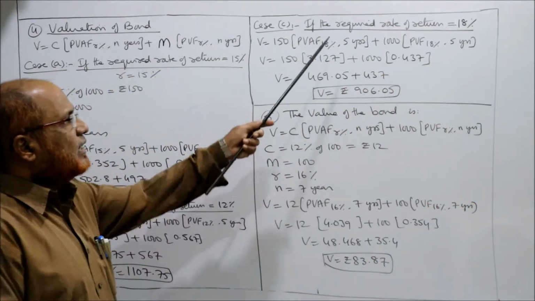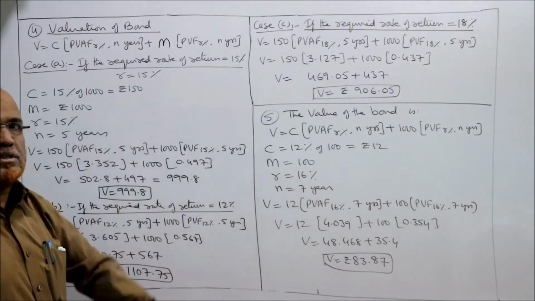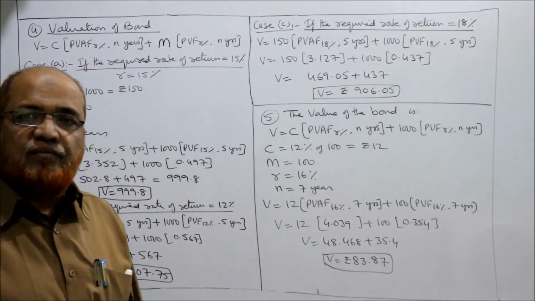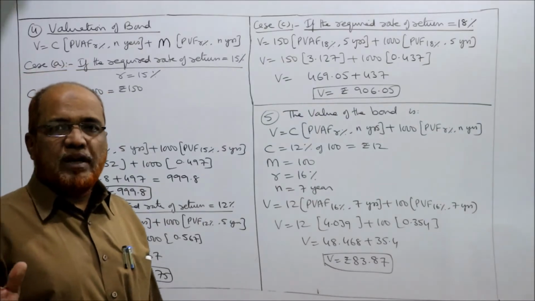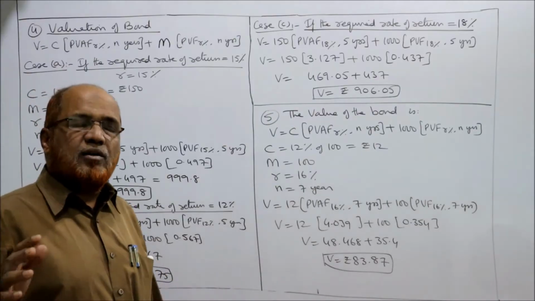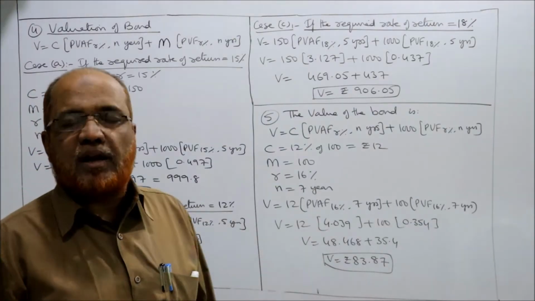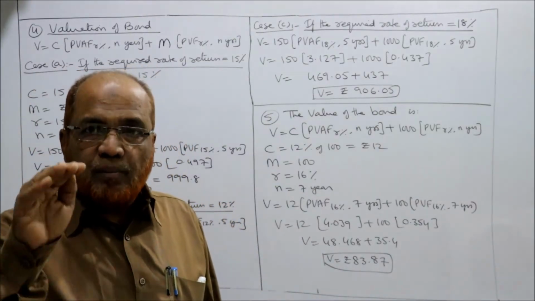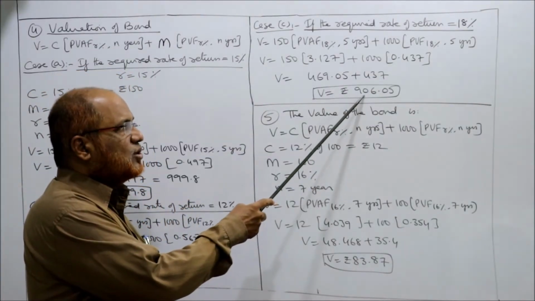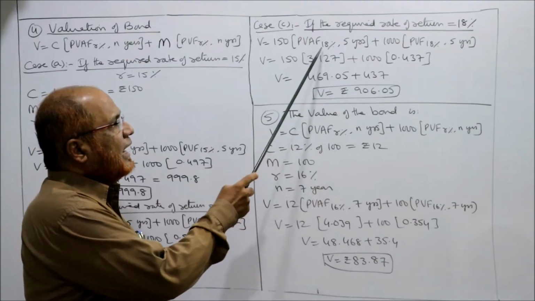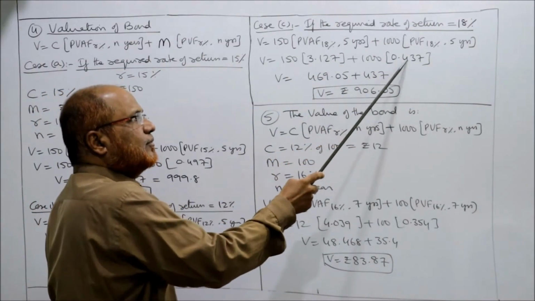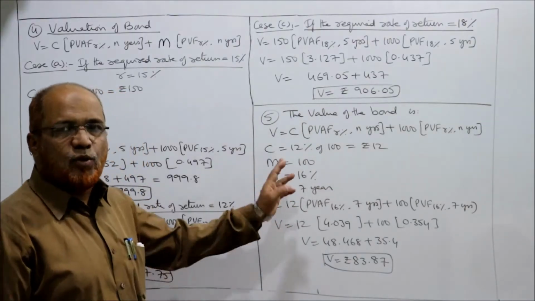Now third case, if the required rate of return is 18%. Now 18% is more than the coupon rate. Coupon rate is 15%. Here we have 18%. So when the market required rate of return is more than the coupon rate, the market value of the bond will be less than the face value. It became less than the face value, 906.05. Here we have taken 18% 5 years. We got the value. This is the fourth problem.